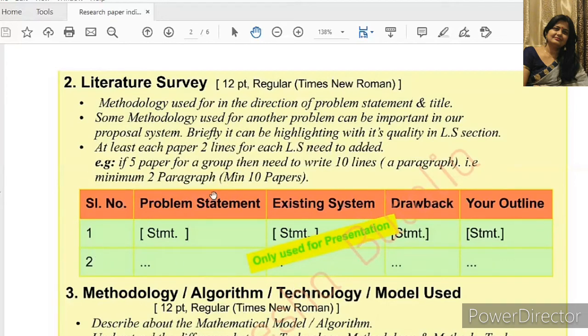This table is not compulsory, but I always recommend it, because it makes it easy to evaluate yourself on how to go ahead. You can say this is my problem statement. In fact, this is the problem statement of that paper. What methodology that researcher has used, what is the drawback in that methodology on that problem statement, and how does it relate to your problem statement. Similarly, you can have n number of columns and rows in this table. The more rows, the deeper you are going into your literature survey.